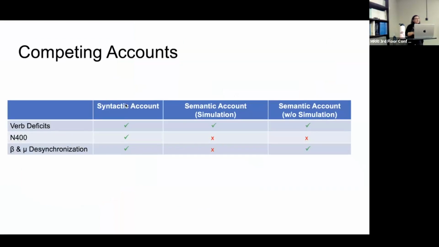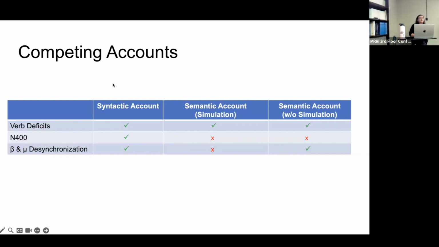Okay, so once again, these are our competing accounts. I wanted to talk about what we might expect to observe in terms of EEG components, depending on which account is the correct one for accounting for the verb comprehension deficits. Regardless of which account is correct, we expect to observe some behavioral evidence for the verb deficits based on the previous literature. However, in the syntactic account, while we would expect to see these deficits, we wouldn't expect to see any differences in N400 or beta and mu from neurotypical controls, because the argument is that semantics are not the issue, and sensory and motor disruption is not a problem according to this account either.